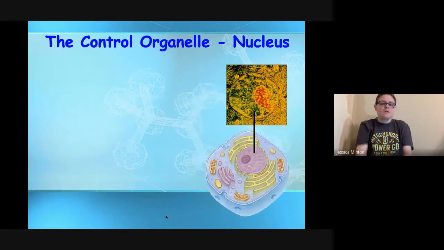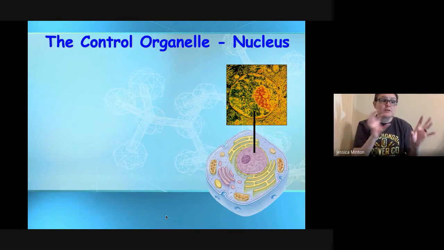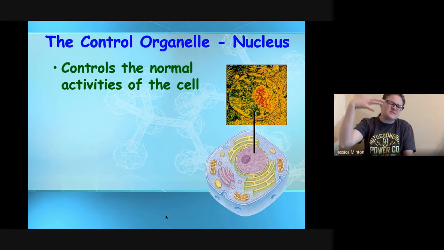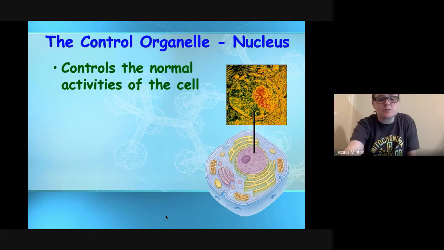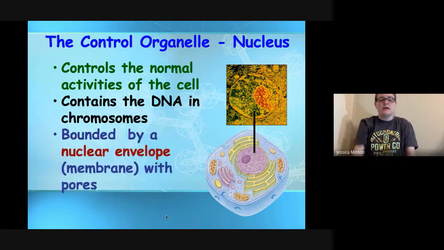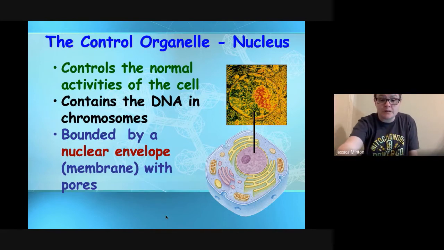Now, the nucleus, which means that we're still in a plant or animal cell, because we can't talk about prokaryotes. Those are before nuclei. So we're talking about the brain of the cell. It controls the normal activities. This also means that it has the DNA and it's bound in a nuclear envelope or membrane, the same type of double bilayer, or phospholipid bilayer, that the cell membrane is made of.